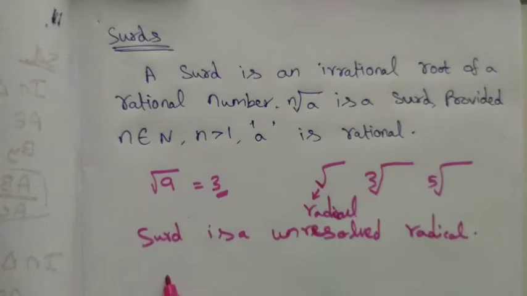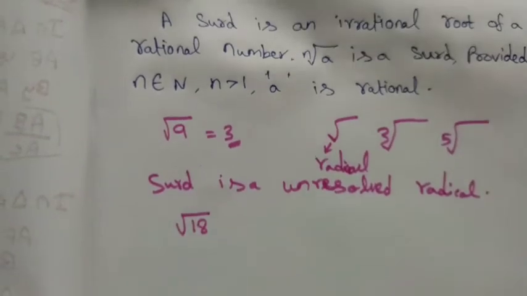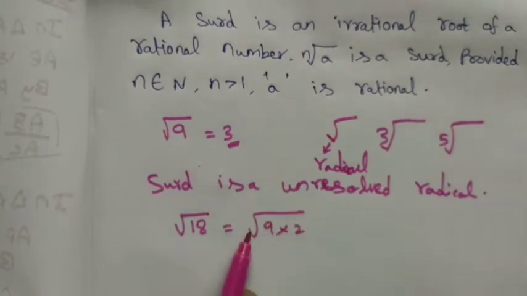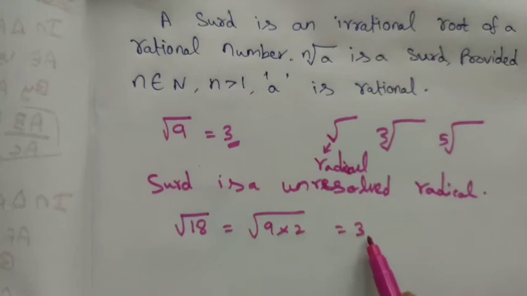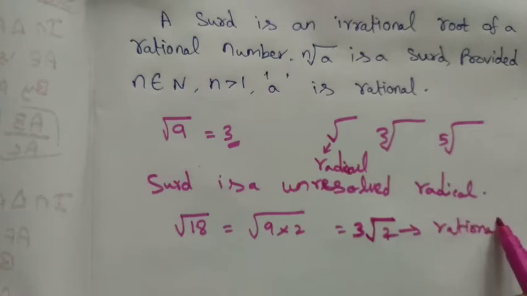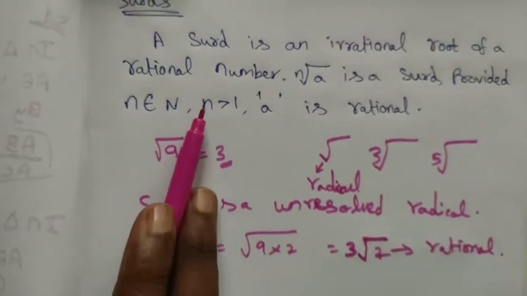For example, another one, root 18. Root 18 can be written in the form of 9 into 2. 9 is a perfect square number, so we take it out as 3. So it is 3 root 2. The number 2 is a rational number, but we still have the root value. So that is given in the definition.